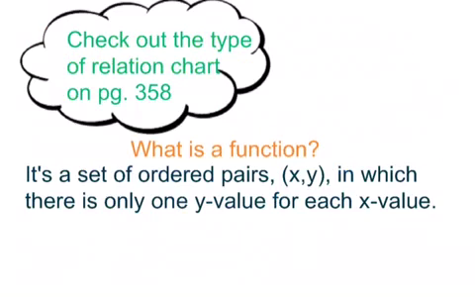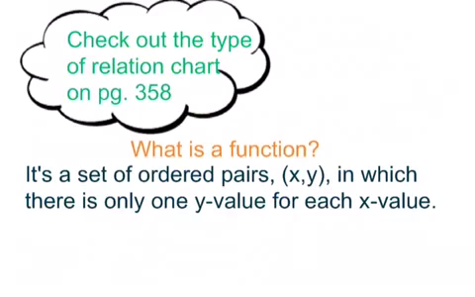Alrighty, so I want you to check out the type of relation chart on page 358 with the purple heading. It says type of relation, description, and example. This kind of goes over what a function is, which is a set of ordered pairs, x, y, in which there's only one y value for each x value. So if we take a look at that chart, it says 1 to 1, 1 to many, many to 1, and many to many. You don't have to put that whole chart down, but those examples are really good as examples of functions and not a function.